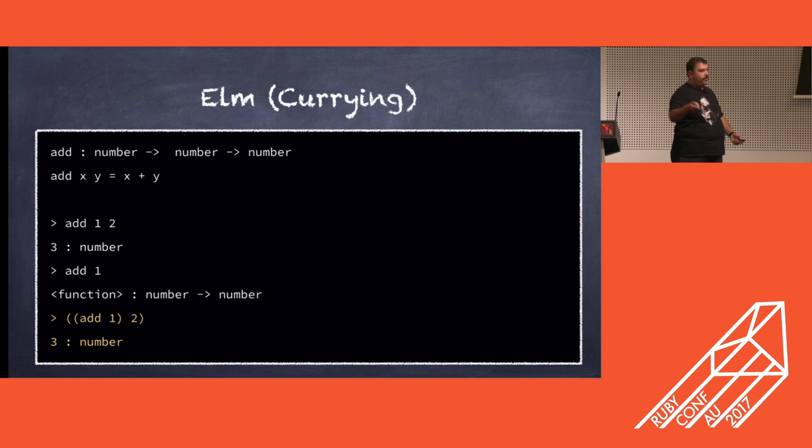So it's like number to a number to a number. The last number is basically the return, and the first sequence of things are basically just parameters.